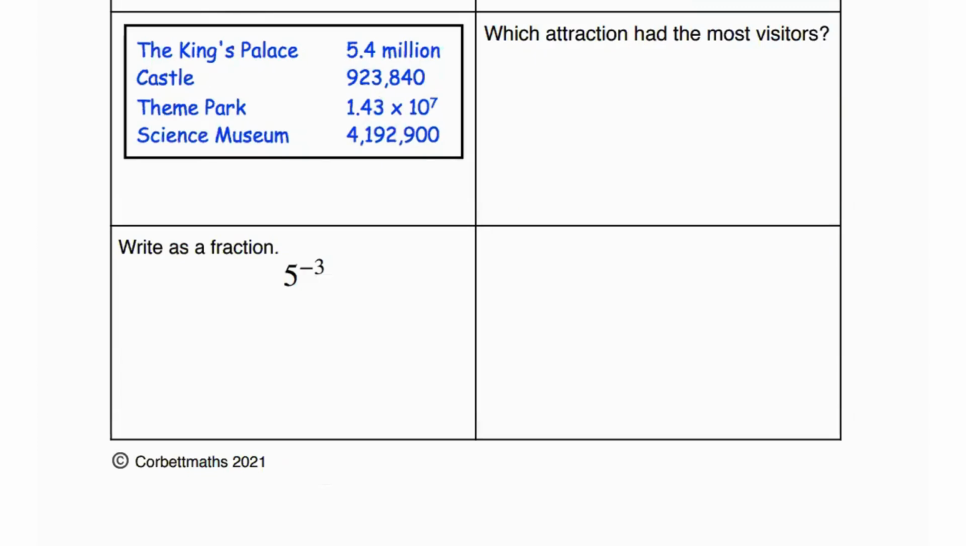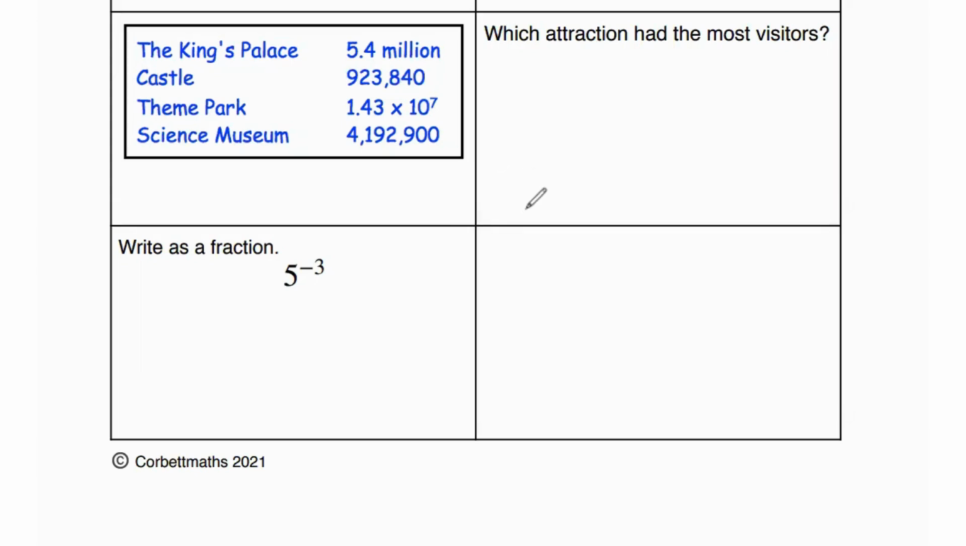Next question says, which attraction had the most visitors? So we have a table where they have given us the number of visitors for each attraction. For the King's Palace, we have 5.4 million. For the castle, we have 923,840. Theme park, we have 1.43 times 10 to the power 7. And for the Science Museum, it's 4,100,092,900.